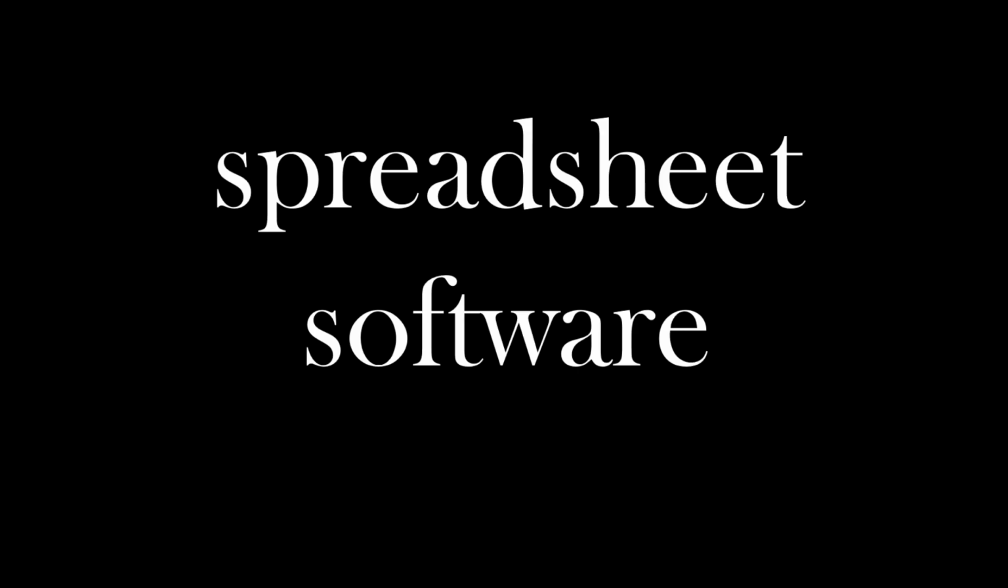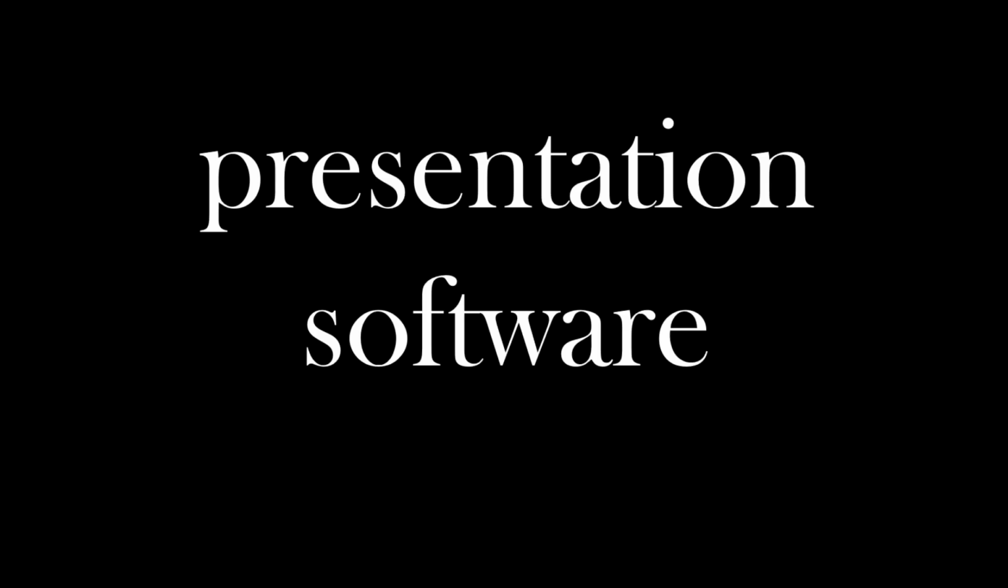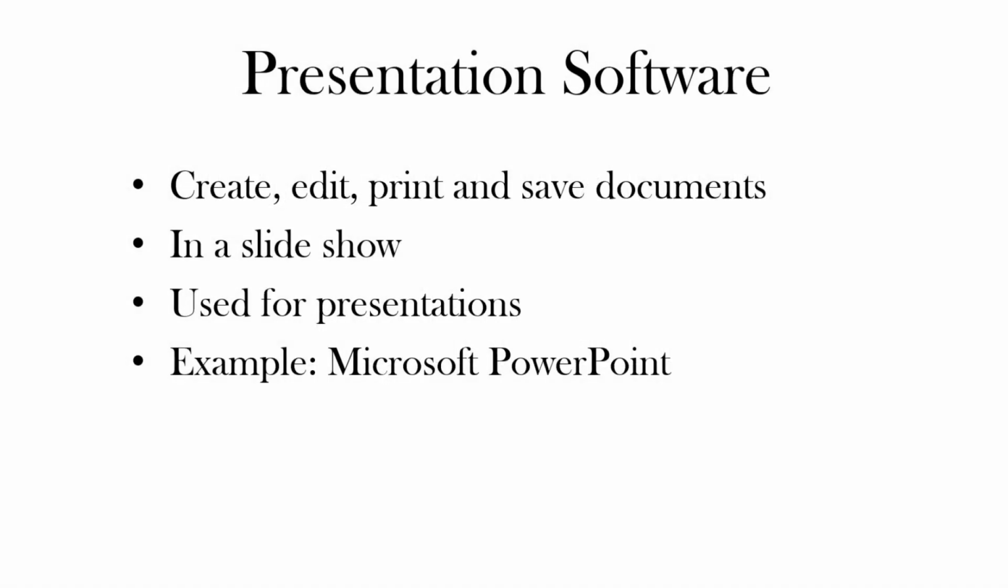Spreadsheet software. So here we can also create, edit, print and save documents. But this is different. We kind of have a table with cells. And this is used really for numbers, so for finance and accounts. And the example from Microsoft is Excel. Presentation software, we can also create, edit, print, save documents, but we use a slideshow for presentations. So PowerPoint is very popular.